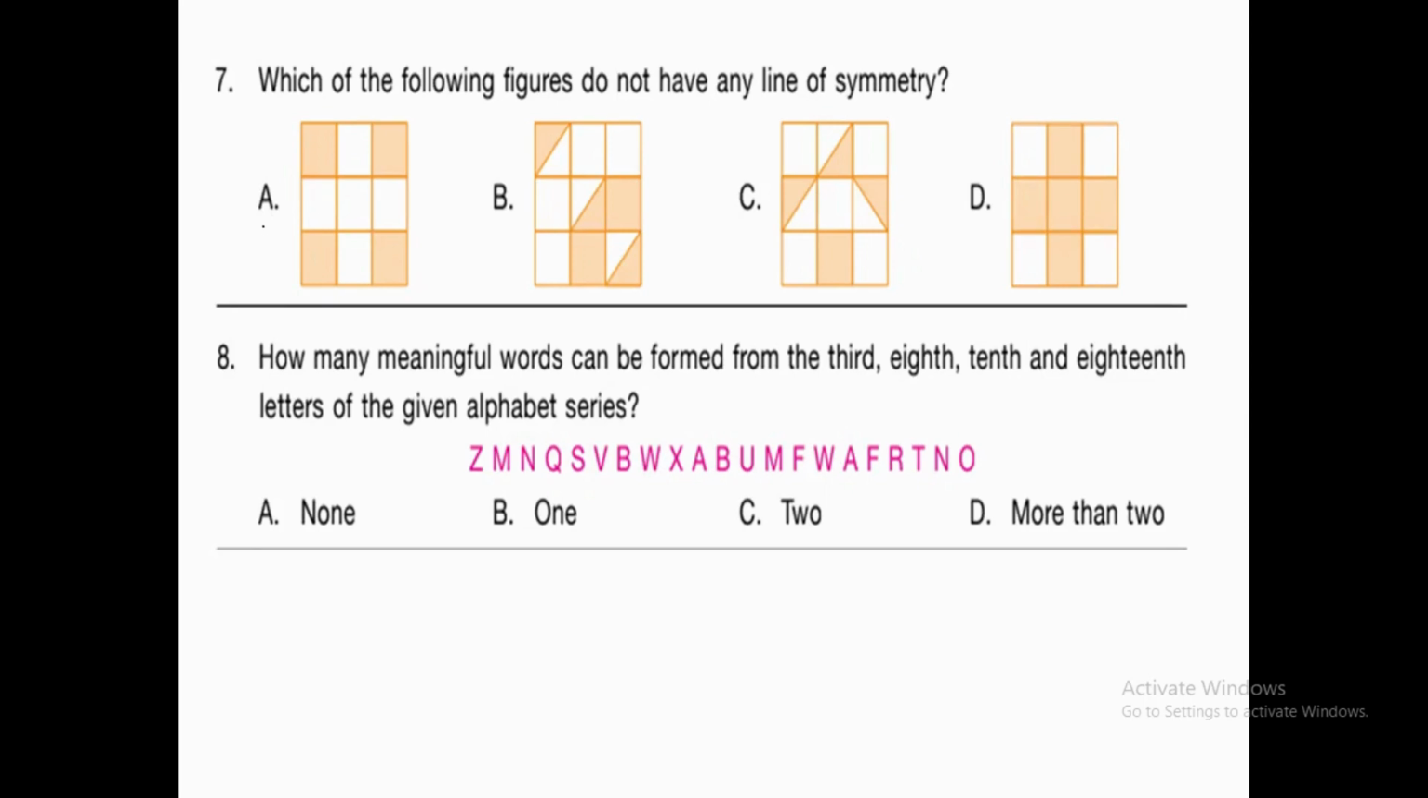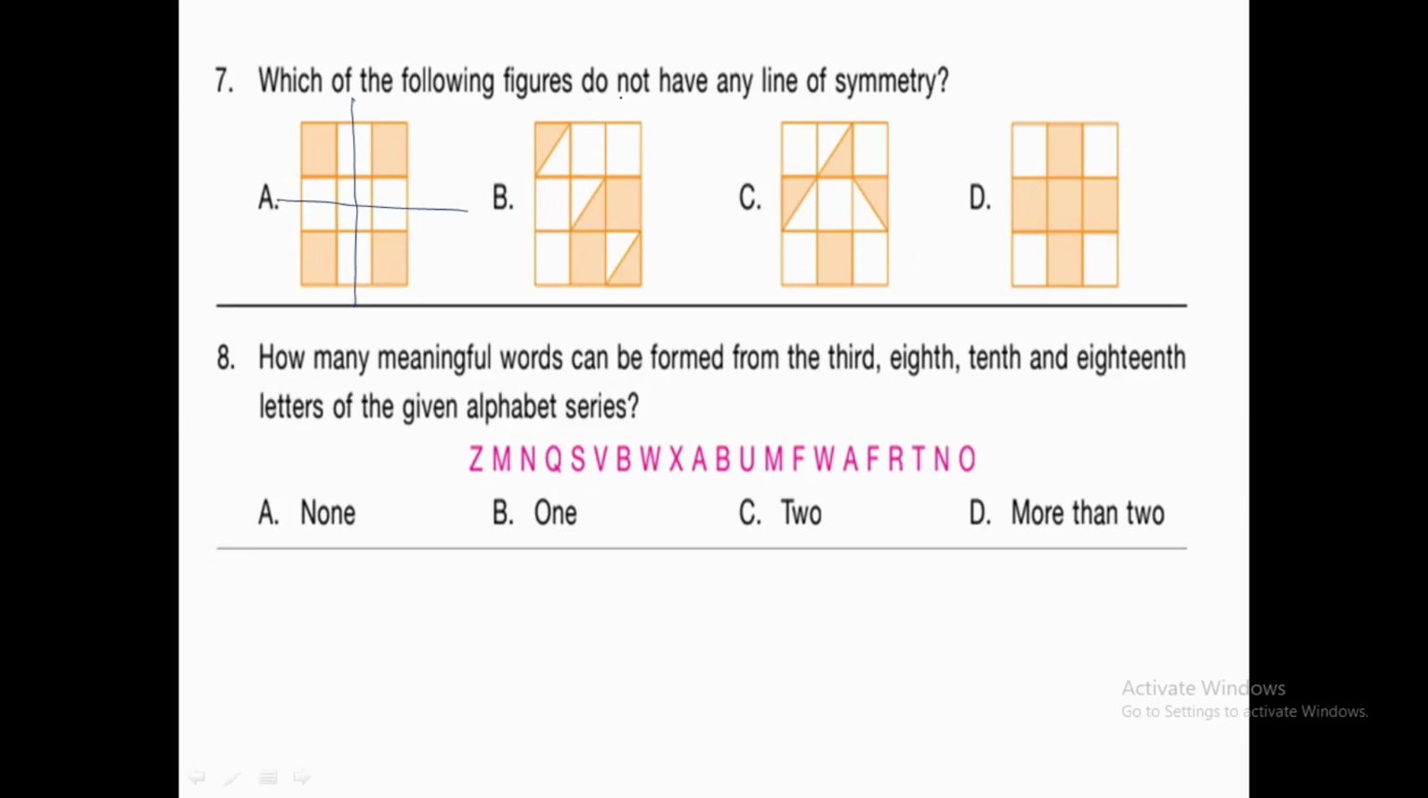Let's talk about option A. What we can see over here is, if we draw a line like this, and another line like this, then all the parts are equal, all the parts are similar to each other. So we can say it has 2 lines of symmetry.